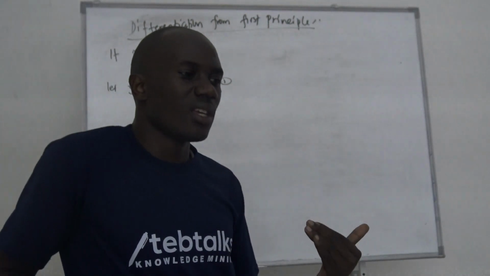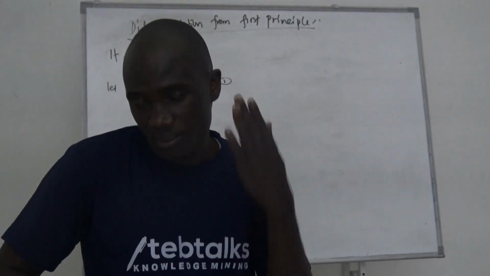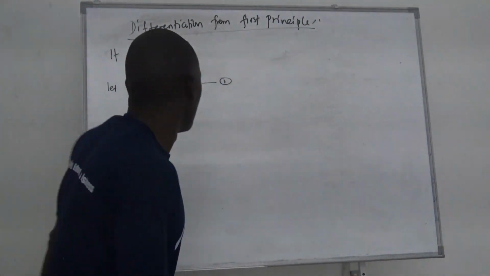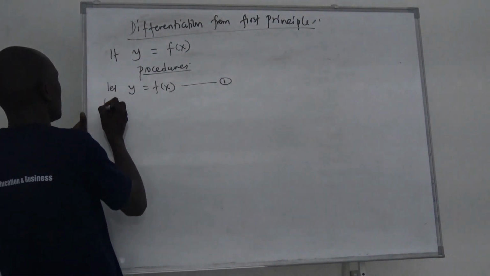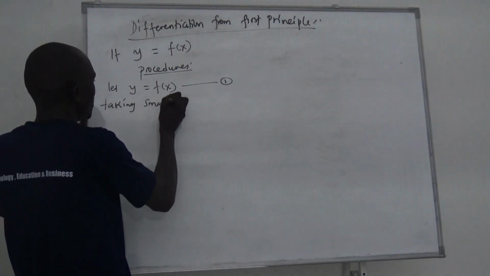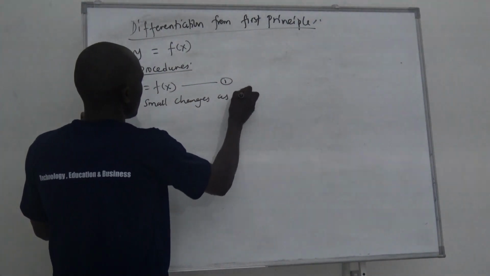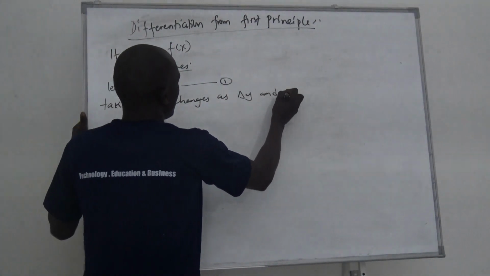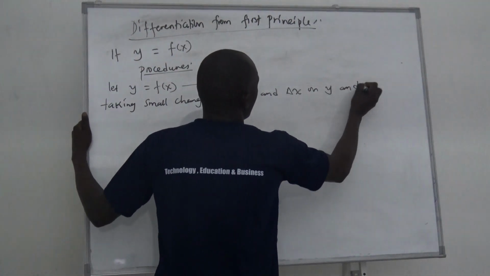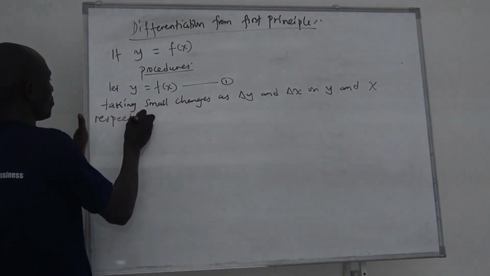They may even say differentiate f of x from first principle. You start by saying let y equals f of x. Call it the first step or first equation. Then from there, you move to another step. You say, taking small changes as delta y and delta x on y and x respectively.